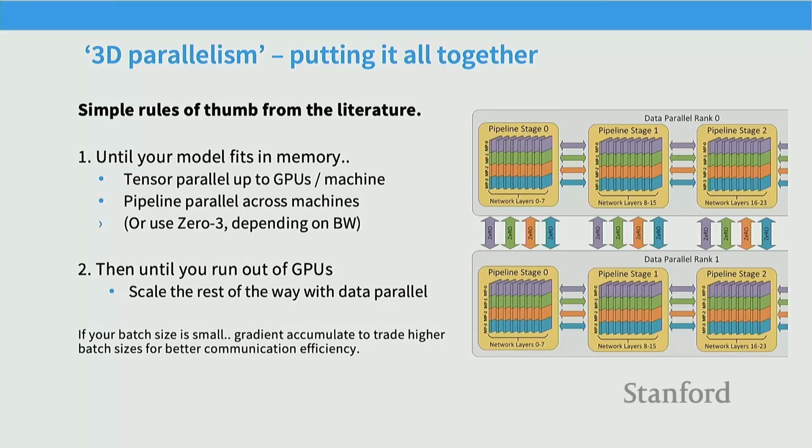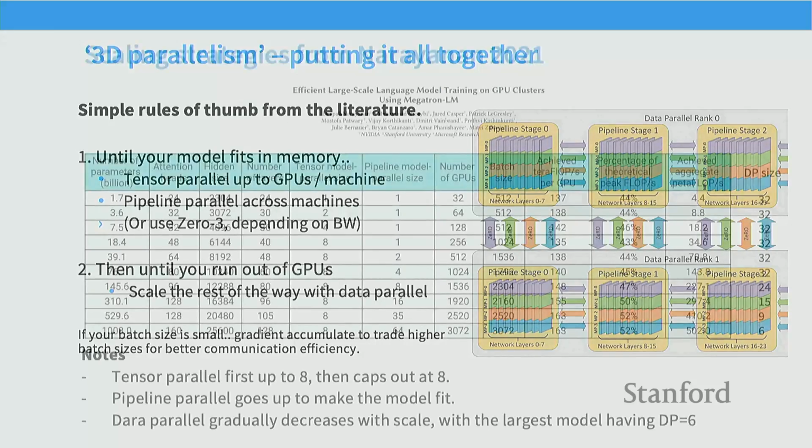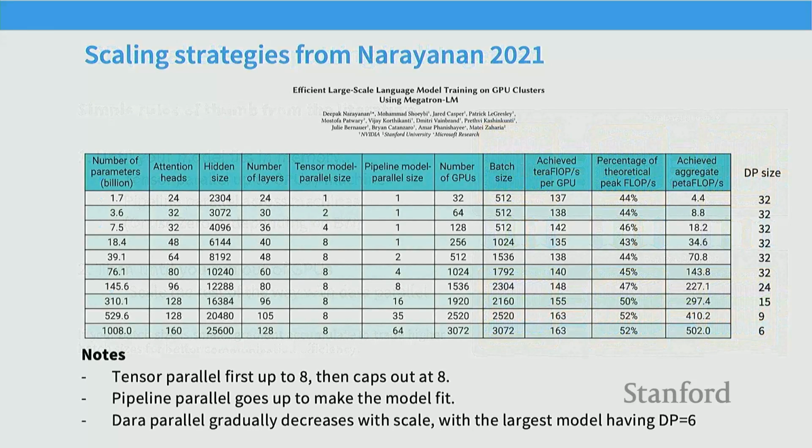Now, if your batch size is really small, there is a way of trading batch size for better communication efficiency. If you haven't consumed all of your batch size as a resource, you can use gradient accumulation on your devices. That will let you have effectively larger batch sizes even if you're memory constrained. And that will let you trade your batch size for better communication efficiency, since you're synchronizing less often across machines. Okay, simple rule of thumb, this will let you train models with reasonable efficiency no matter what you're doing.